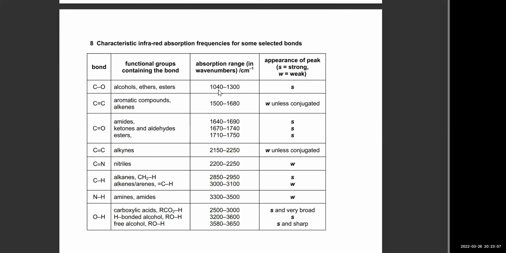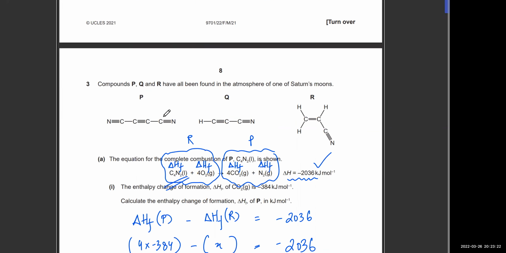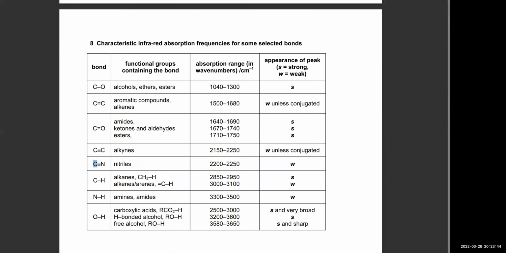Sir, the spectroscopy graph is not given? The transmittance graph is not given, you just have to define. Both of them, I think, have a C triple bond. If you go back, both of them have a C triple bond here and here. The question is asking which common absorptions are in both. So the CN bond would appear in both of them, so that is one. You're going to write that this is the CN bond, at 2200 to 2250 wavenumber, cm minus one.